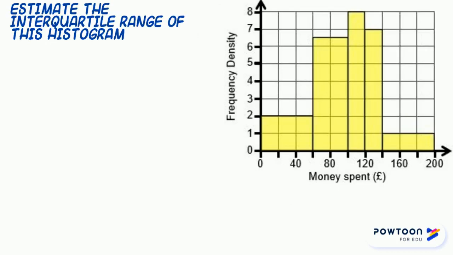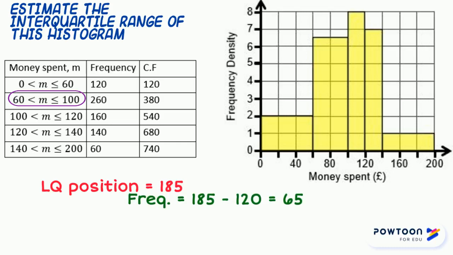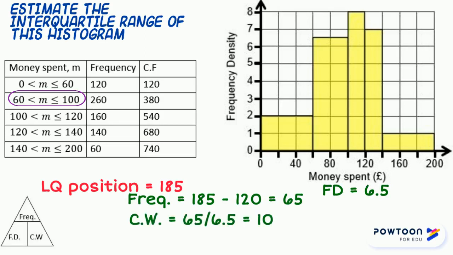Hopefully you noticed that this is the same histogram that you were using before, so our frequency table is already done for us. Now to find the lower quartile position, you'll just do 740 divided by 4. That means we're looking for the 185th value, and in this case it's in the interval of 60 to 100. The frequency is found by doing 185 and taking away the 120 that were used already, so it is 65. Next, we'll do the class width of 65 divided by its frequency density. That's 6.5, found by just looking at the bar. So we have a class width of 10. We'll add that onto the lower bound of our interval, and we'll get 70.